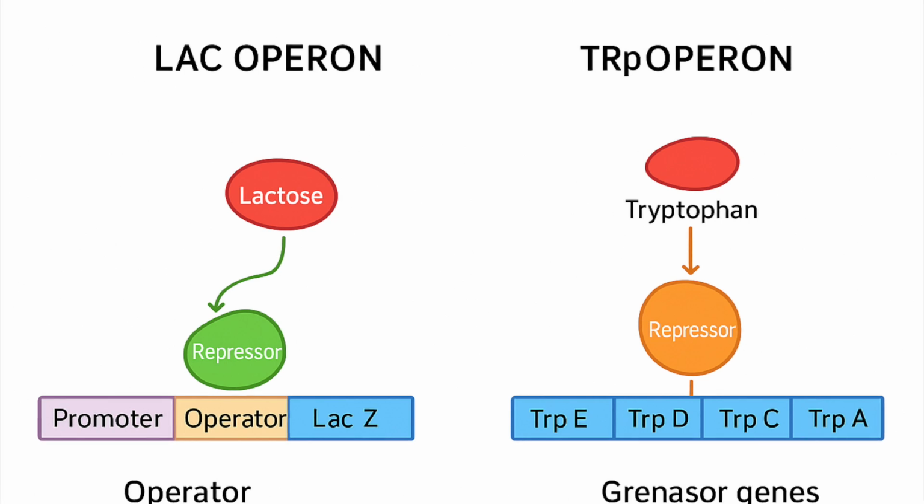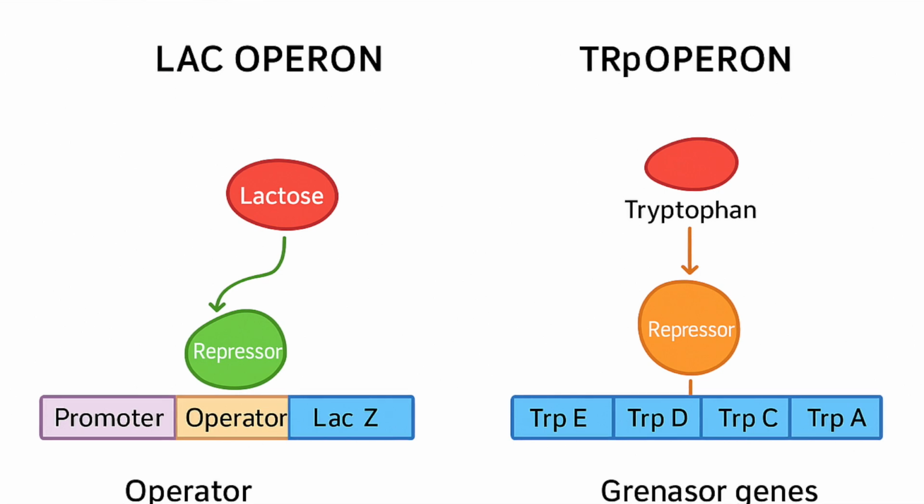Now we get to the next layer of control. Cells are smart, metabolically speaking. Glucose is the preferred energy source. It's easier and more energy efficient to metabolize directly. So even if lactose is present, if glucose is also there, the cell would rather use the glucose. Absolutely. It prioritizes. This phenomenon is called catabolite repression. Basically, the presence of the preferred catabolite, glucose, represses the operons for metabolizing other, less preferred sugars like lactose.